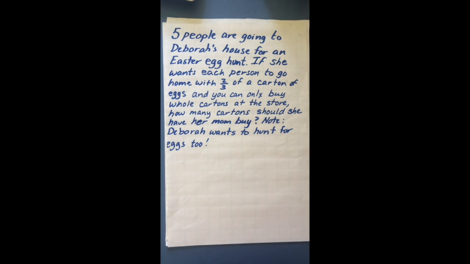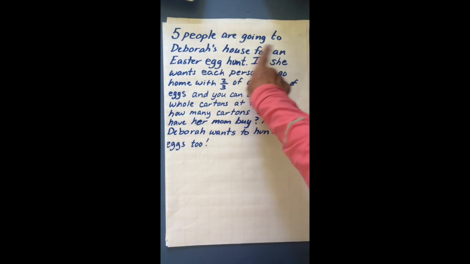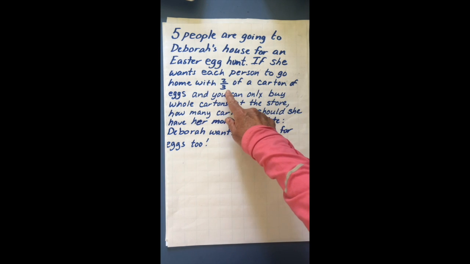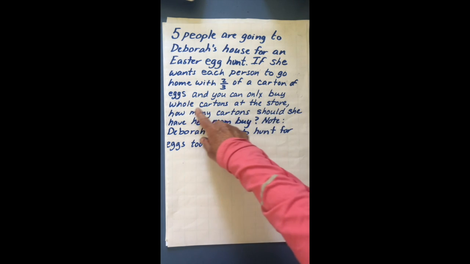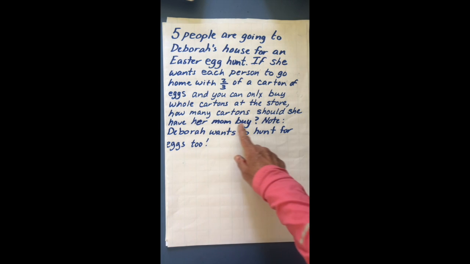Today I'm going to go over 2 fraction word problems. This is the first one. 5 people are going to Deborah's house for an Easter egg hunt. If she wants each person to go home with 2/3 of a carton of eggs, and you can only buy whole cartons at the store, how many cartons should she have her mom buy?